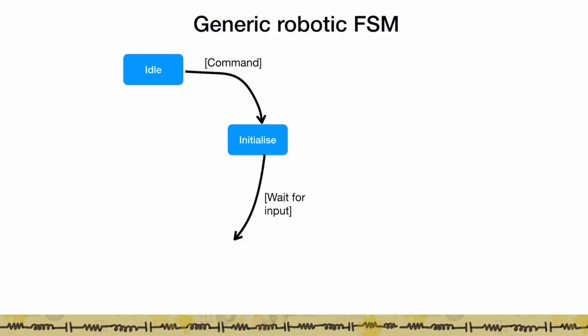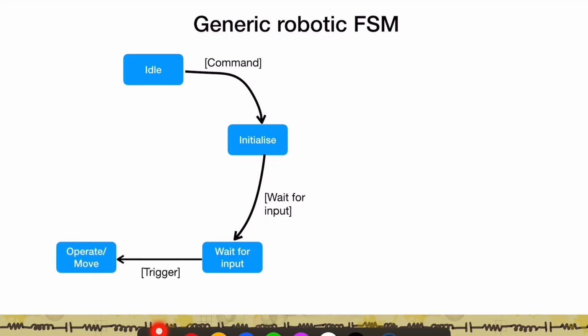Then let's look at a very generic robotic FSM. This can go into washing machines, this can go into drivers, a simple robotic FSM. Again, an idle state, and based on a command you typically send it into an initialized state, which is waiting for inputs. Once it's ready, so this is the ready state, then you have a trigger. That trigger can either be sensor driven or input driven, and then you send it off into the operate or move mode, if you're thinking about a simple robot that's moving on a path.